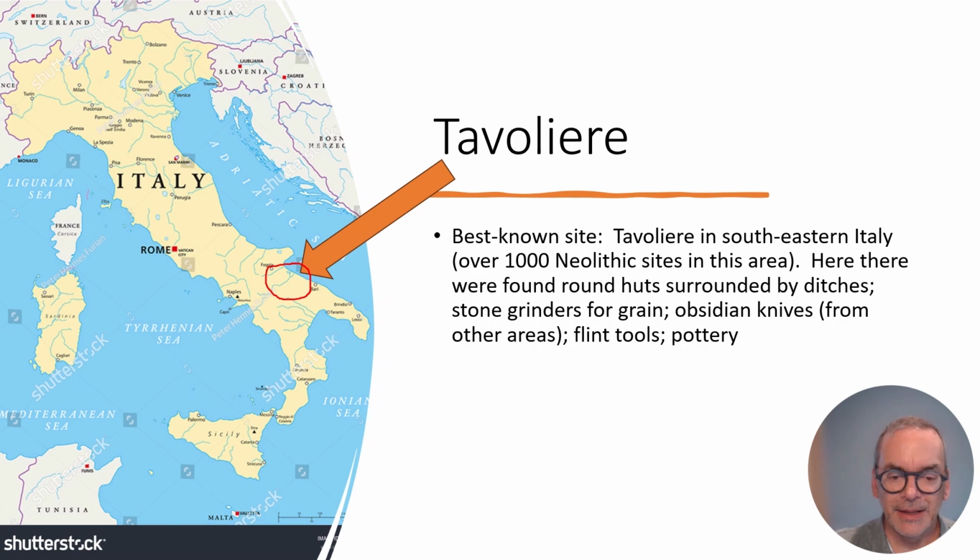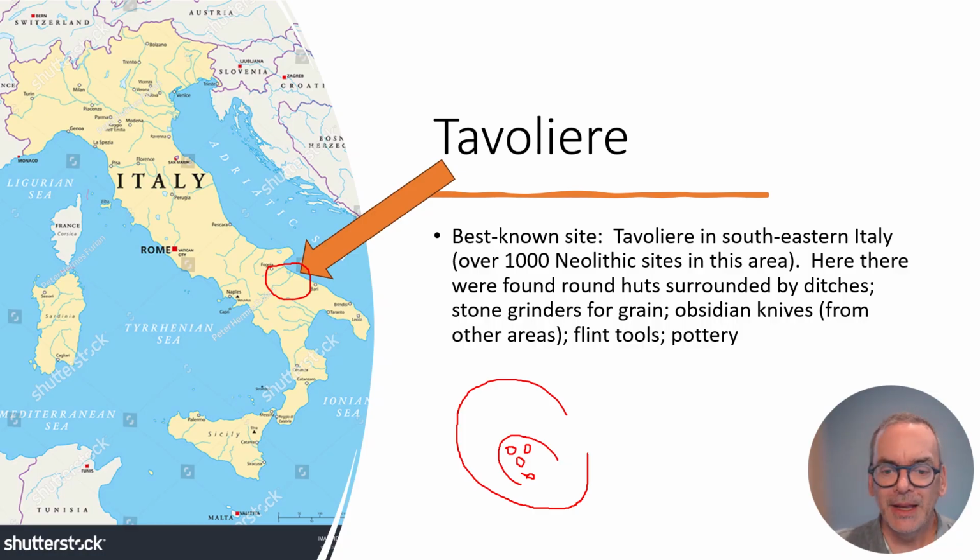So I'll show you a slide in just a bit, but sometimes you see sites that look like this, where you've got a circular area of a ditch, and then you've got another ditch, and then you have all these huts where people were living. And so these ditches are actually pretty interesting if you look at them.